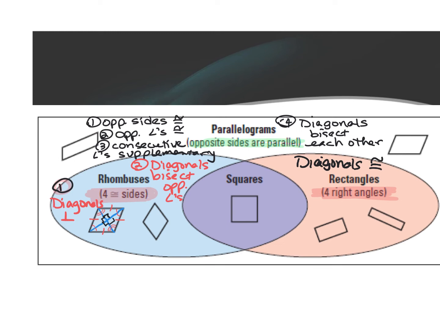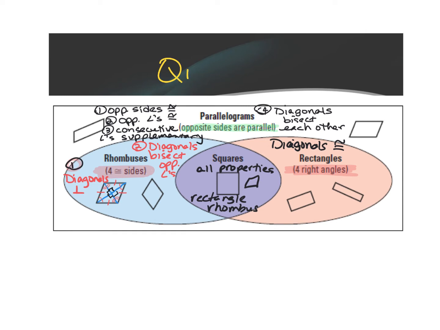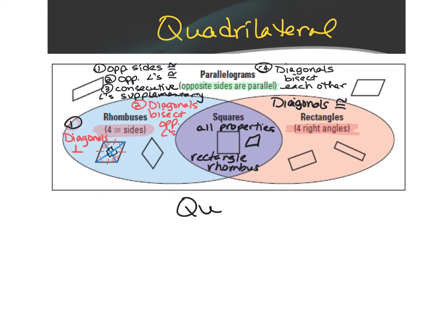And now the square that's in the overlap here in the middle of my Venn diagram, it has all the properties of everything. It's got all the properties of the parallelogram, of the rectangle, and the rhombus. So all of these properties are going to trickle down. So if you think about it, the main name here is quadrilateral. And then from there, it trickles down. So the main name is quadrilateral.